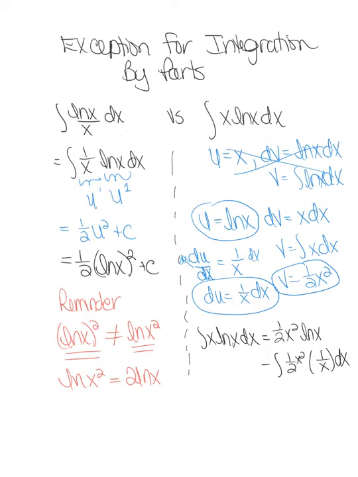I believe that this second integral will clean up quite nicely. So this will be equal to 1/2 x squared natural log of x, and I just wind up with a single x in there. So that's going to be a negative 1/2, and when I integrate x, I get x squared over 2, or another 1/2 x squared plus c. So I get 1/2 x squared natural log of x minus 1/4 x squared, all plus c.